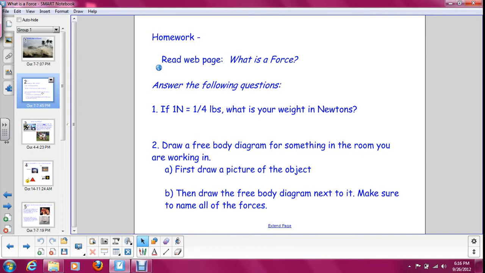Make sure you read the page that is associated with this video. It's titled, "What is a Force?" and answer the following questions. If 1 Newton is equal to 1/4 of a pound, what is your weight in newtons? Number 2, draw a free body diagram for something in the room you are working in. A, first draw a picture of the object, and B, then draw the free body diagram next to it. Make sure to name all of the forces.